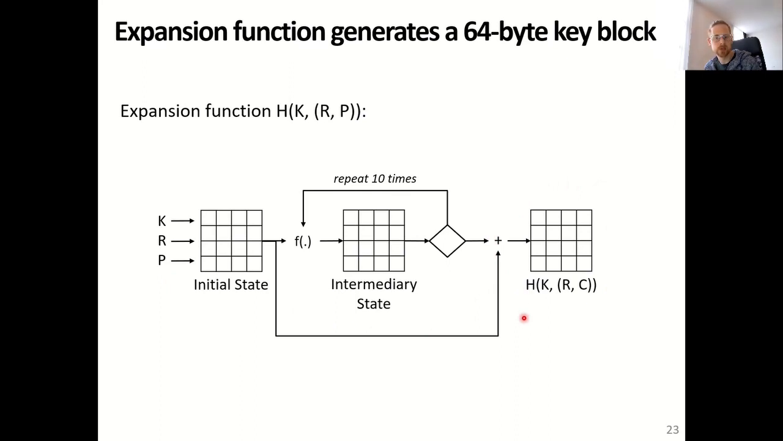As I said, to generate the key stream, this entire process is repeated until enough 64-byte key blocks have been generated for the key stream to be the same size as the input plaintext. Every time it is executed, k and r remain the same, but p will change.